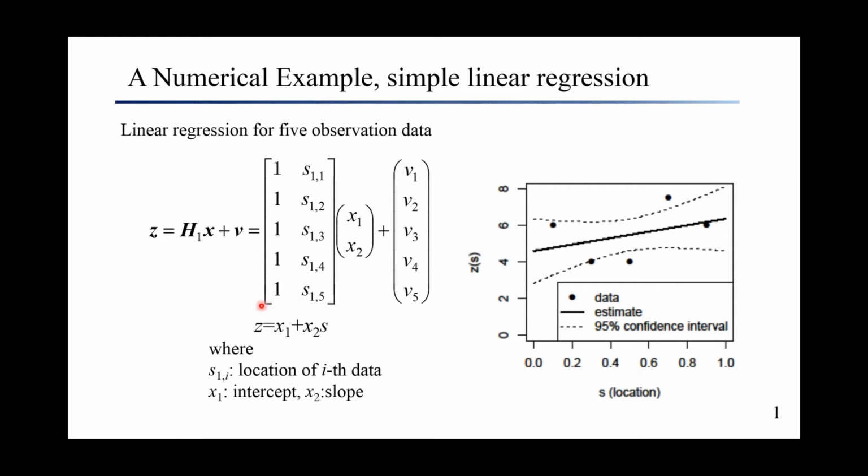Okay, let me give a very simple example. We have 5 observation data points, and the horizontal axis indicates the location, so this is a one-dimensional problem. The vertical axis indicates something like a soil property. When we use linear regression like this one, we have intercept and slope as unknown parameters, right? By the least squares method, we can estimate them, and then we can get this line.